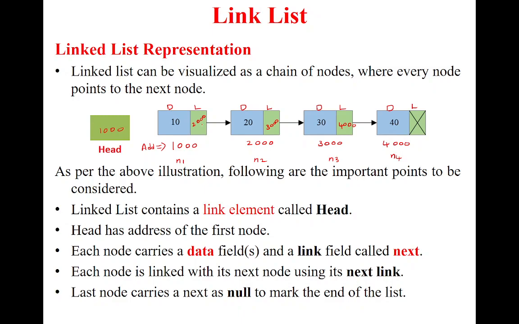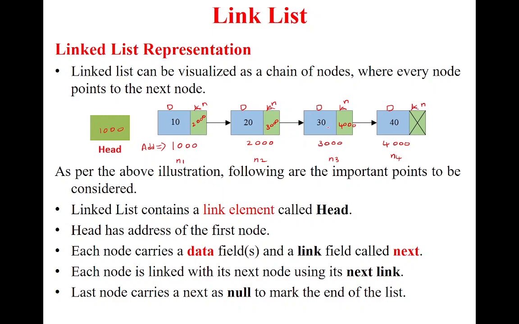So if you are seeing node 1, this is next. It is not an L, it is next. As I told, we can call it either link or next. You can see the first node data is 10. First node next is the address of the next node. What is the address of the next node? 2000. That is why it is having 2000. Node 2 data is 20. The next of node 2 is the address of the next node. What is the address of the next node? 3000. That is why it is having 3000.